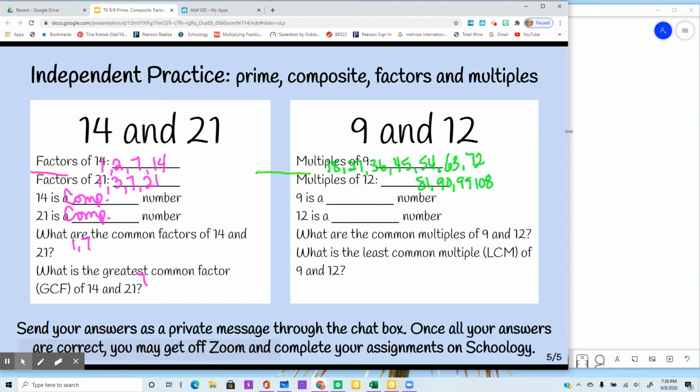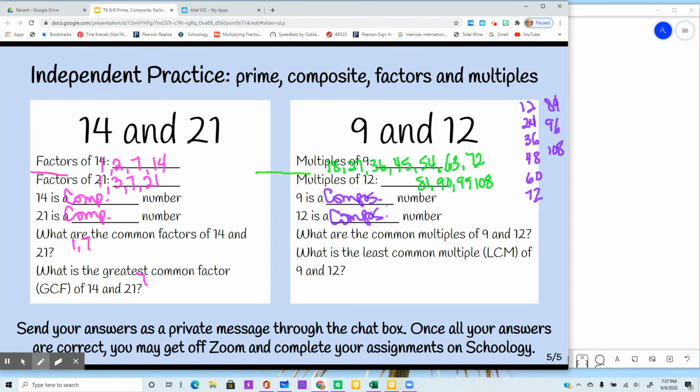There we go. Okay, so let's look at our multiples for 12. Let's see if I'll list them over this way. We have 12, 24, 36, 48, 60, 72, 84, 96, 108. So both numbers are then composite. And we've already done these numbers, so you should have them on your list. Make sure you add any new numbers to your list.